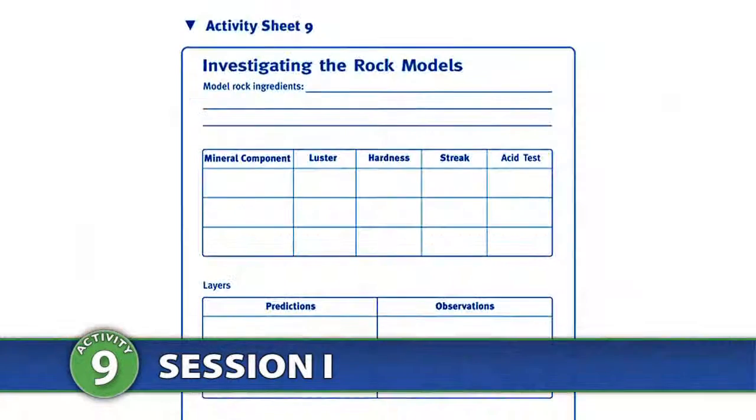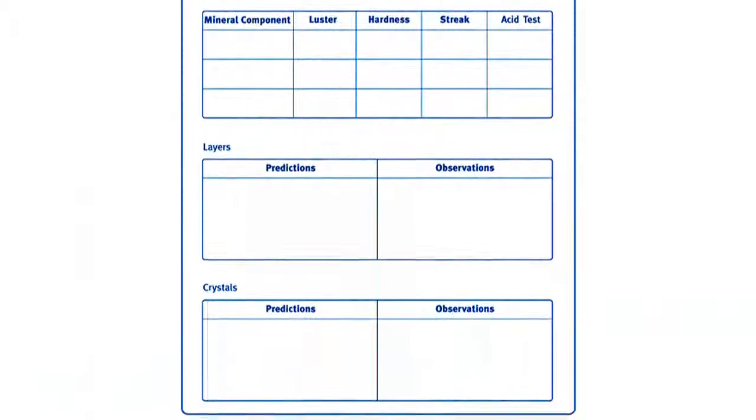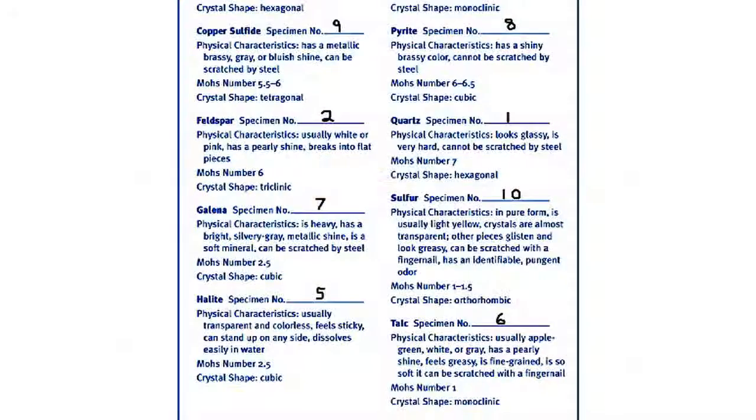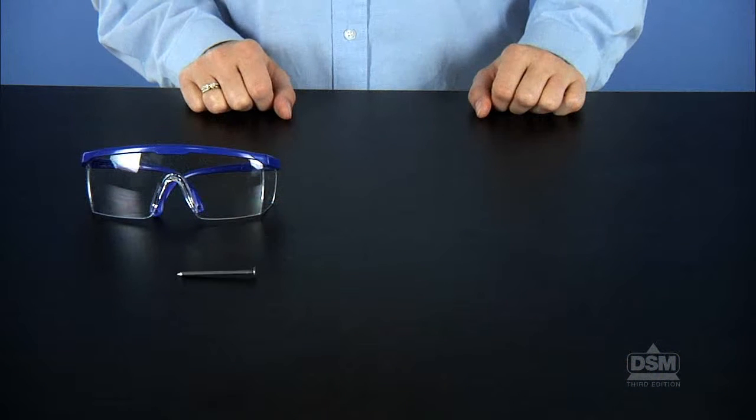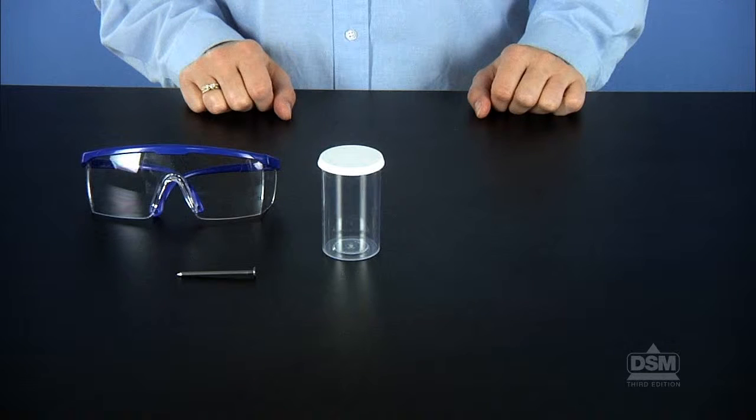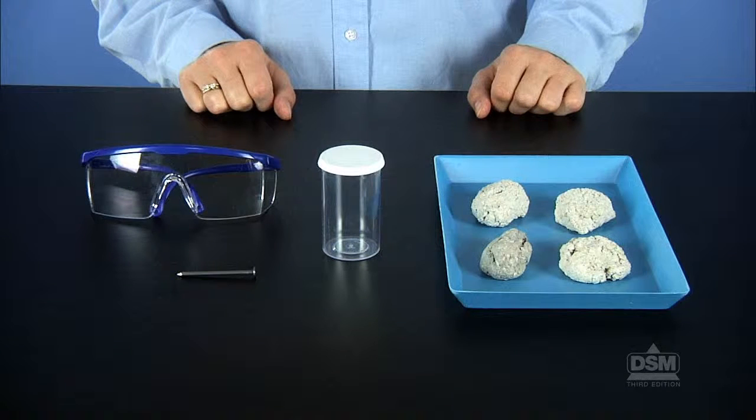To prepare for the activity, make a copy of Activity Sheet 9 for each student. Students will also need their copies of Activity Sheets 3 through 6 and their mineral data sheets. Make sure to have the Rock Guide on hand for reference. For this activity, each student will need a pair of safety goggles, 1 nail, 1 vial with a cap, and the rock models they made in Activity 2.